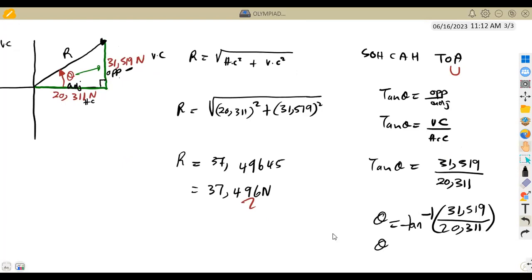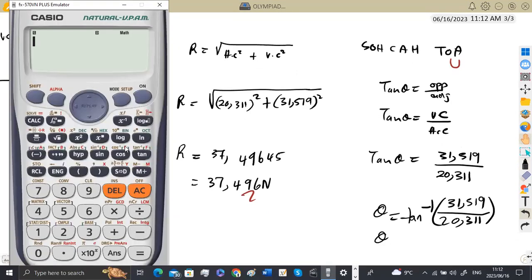So this is what we are going to have from our calculator. Let me show the screen. This is going to be shift tan like this. Make sure that your calculator is in degree mode. So shift tan 31,519 everything over 20,311, like this. This is arctan or shift tan, which is going to give us 57.202 and so on, which is to 3 decimal places.